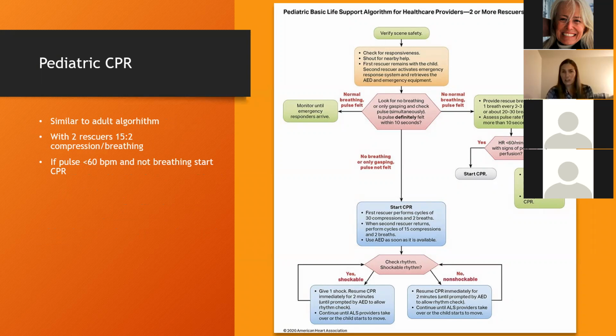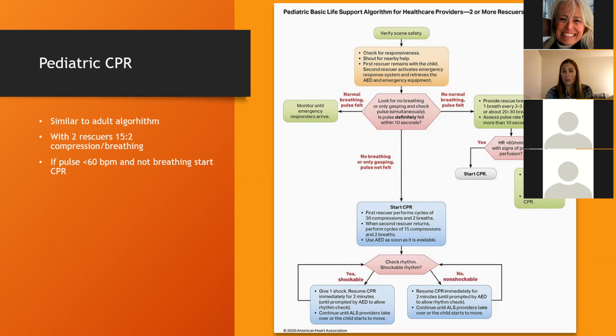So again, verify that your scene is safe. You check for responsiveness, shout for help, and check for breathing. If it's a young enough kid, you may need to go more to the brachial pulse than the carotid. If you feel like they have a pulse, then you can do your rescue breaths, which for children, again, is 1 breath every 2 to 3 seconds, so 20 to 30 breaths per minute.